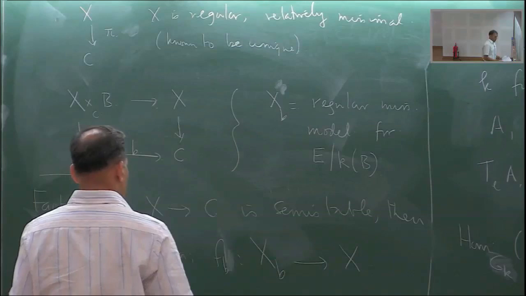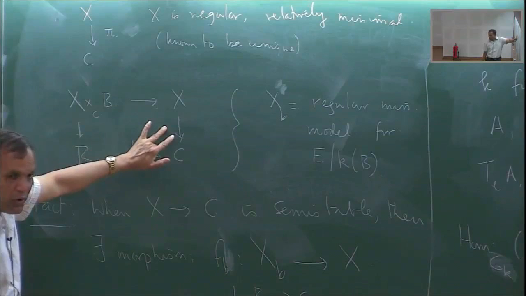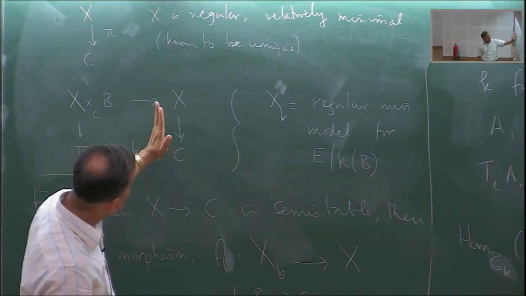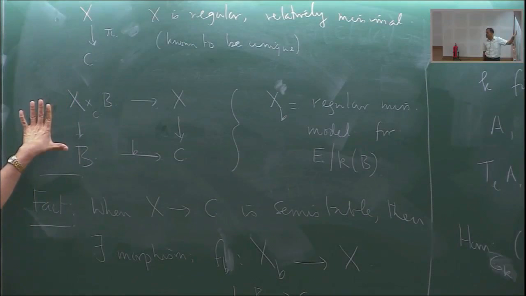Well, B is any map from the base curve. The point is, when X to C is not semi-stable, then there need not be a map. You can have this potentially good reduction, and you can base change, and the minimal regular model will have good reduction, in which case you cannot expect a map. There should not be a map.